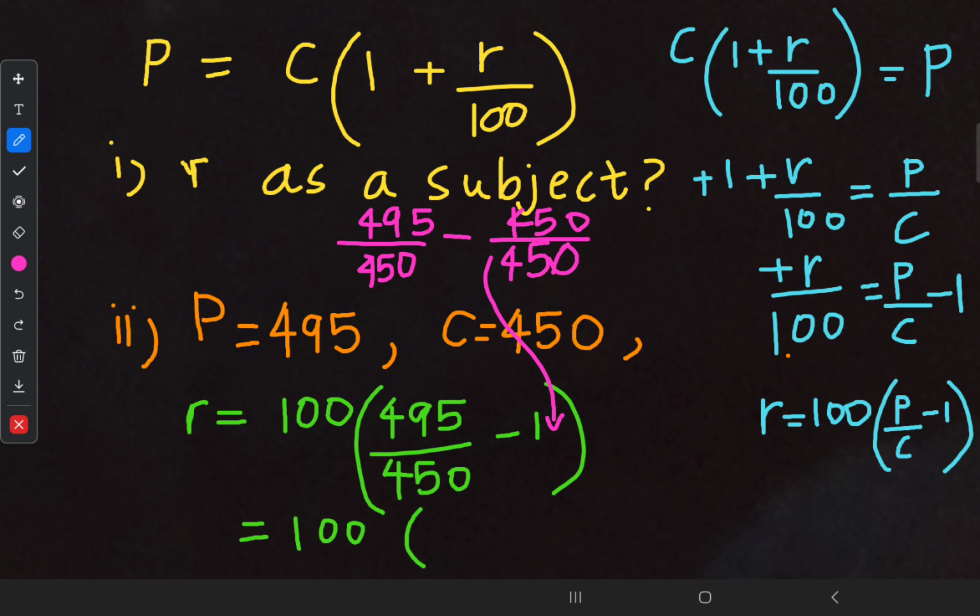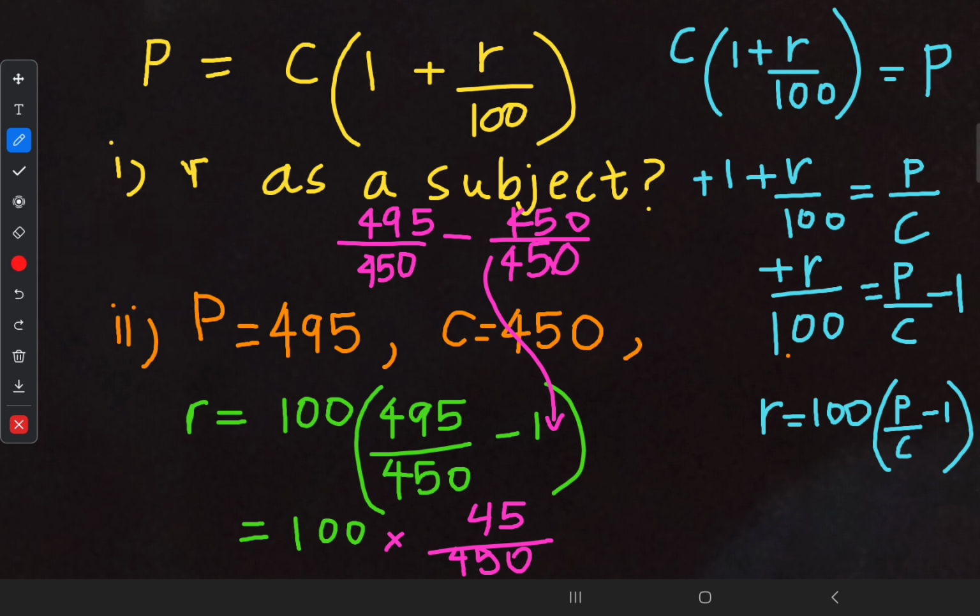That's why I multiplied the denominator and numerator by 450 to make the denominators common as 450. Then after subtraction, the denominators are the same, no? So we can write the denominator as 450. In the numerator, you have 495 minus 450, that would be 45.